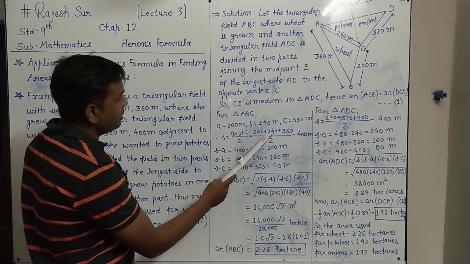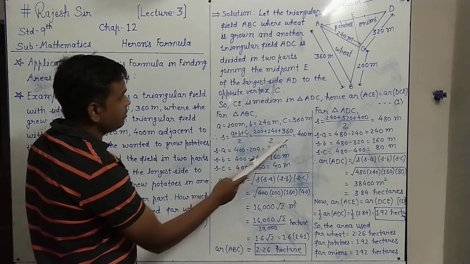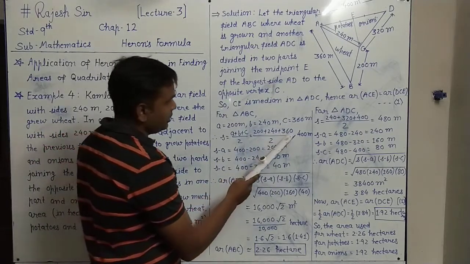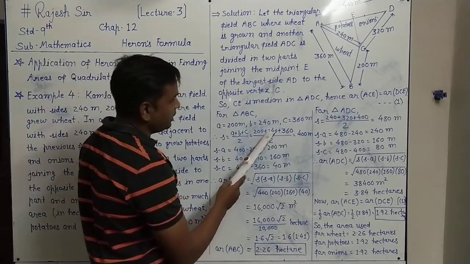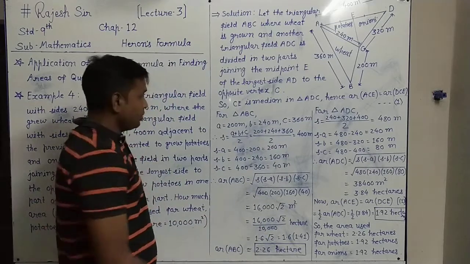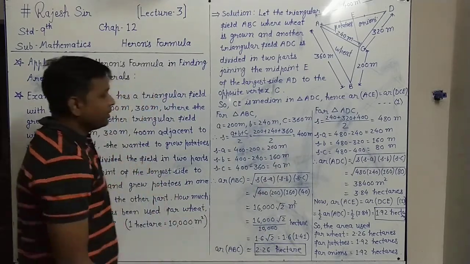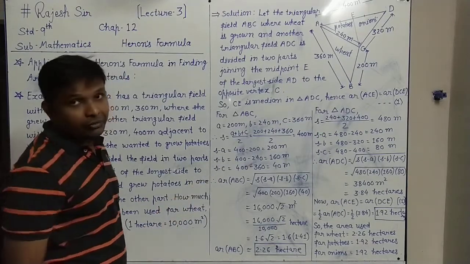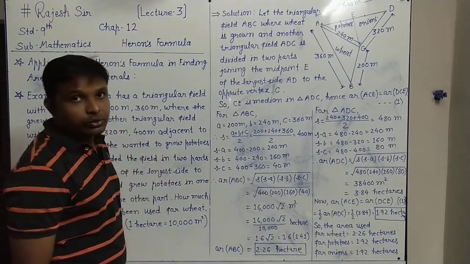That is 200 plus 240 plus 360 upon 2. Sum of these all, 240 and 360 is 600, and 200, 800 upon 2 will be 400. So S equals 400 meter. Then S minus A, S minus B, S minus C, all the three terms we will find out, which will be used in Heron's formula.